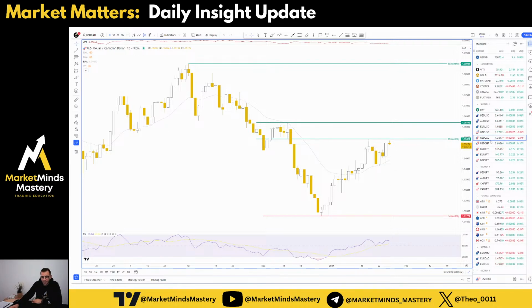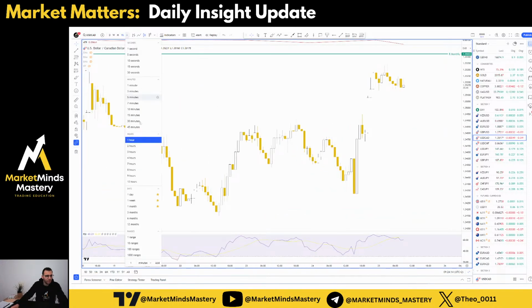The Bank of Canada yesterday reported their interest rates. They kept them at 5%. And the loonie really didn't appreciate it. The price of the Canadian dollar dropped. It gave room to the US dollar to advance. Price is approaching this resistance.